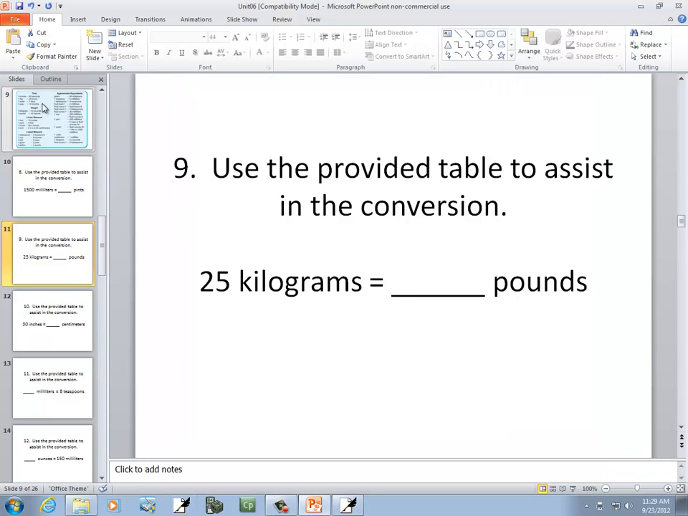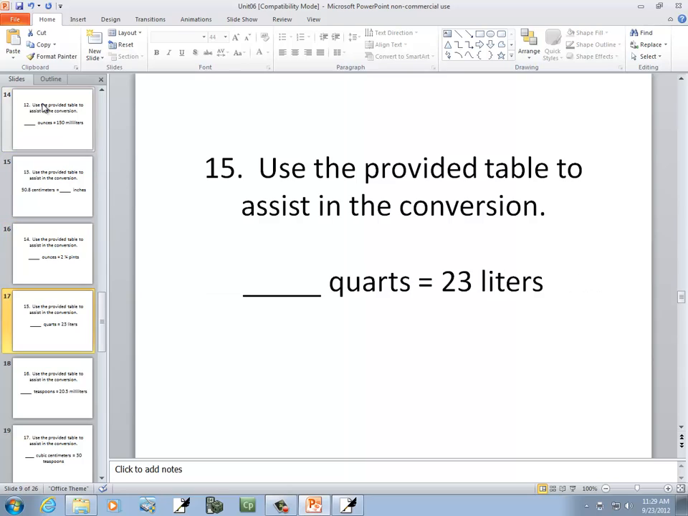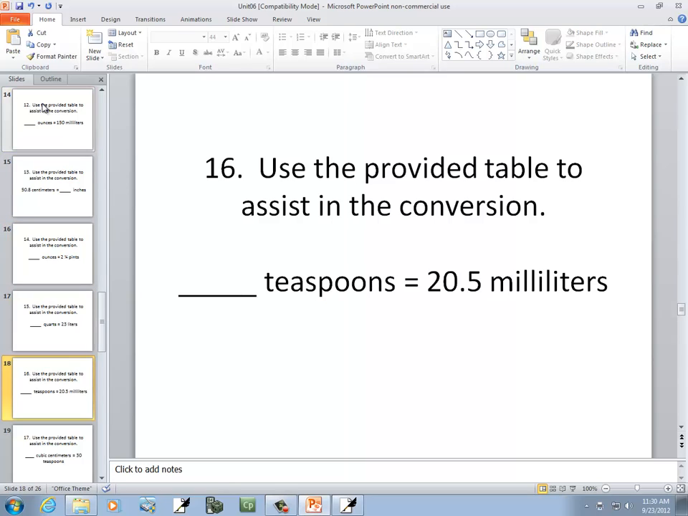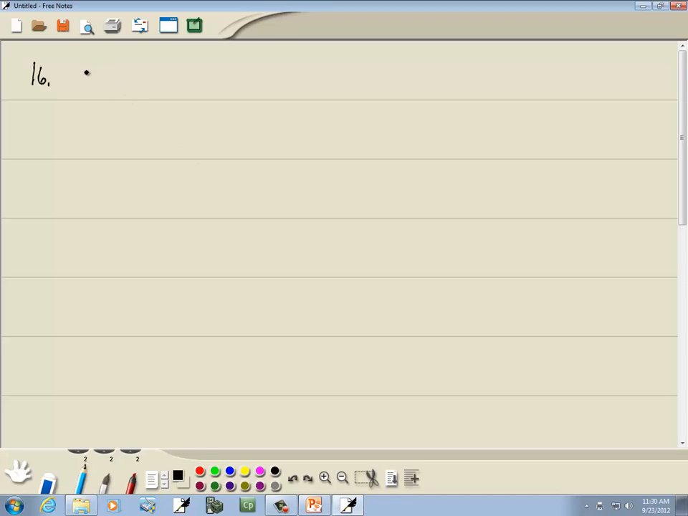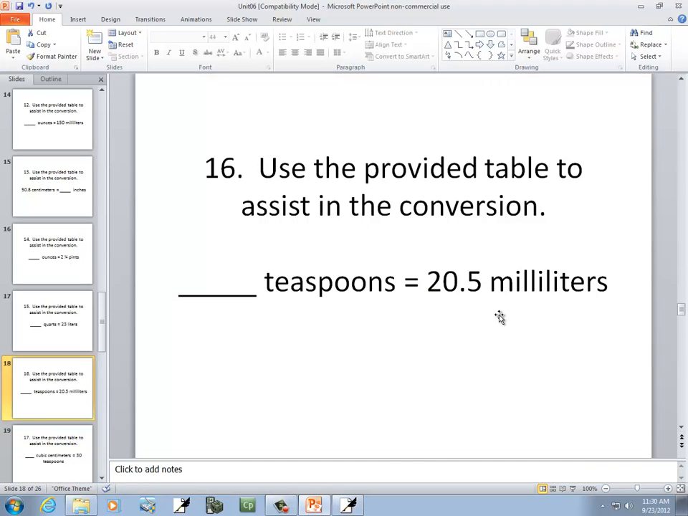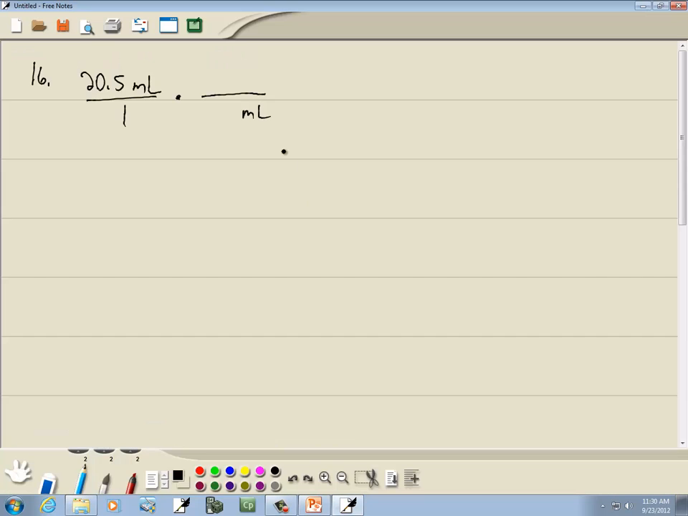Let's go look at number 16. Says use same instructions. Blank teaspoons is equal to 20.5 milliliters. Okay, so we got 20.5 milliliters, and I put it over 1. And milliliters up here, so milliliters has to be down here. And we're hoping to find some kind of tie between milliliters and teaspoons.